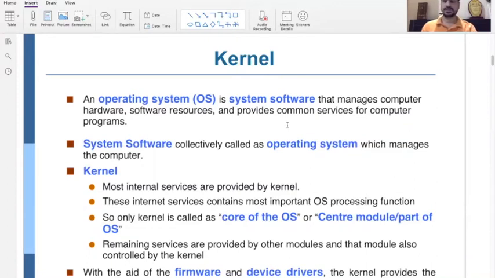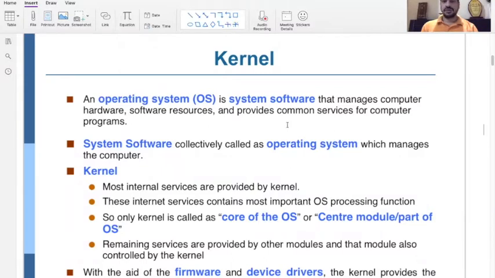Going to see a new topic called kernel. So you might have seen this particular topic in the previous classes, where I talked about what the kernel is and how it is related to the operating system. That we'll see today.